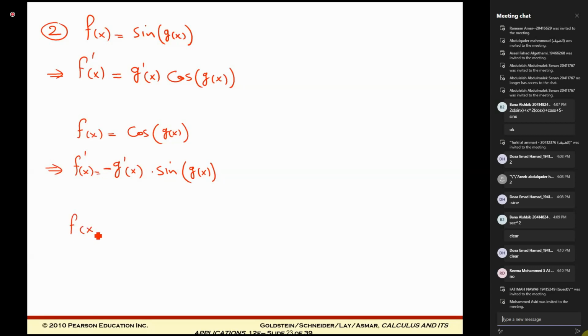Also if we have the tan g of x, f prime equals the derivative of the g multiplied by the derivative of tan, secant square of the g of x.